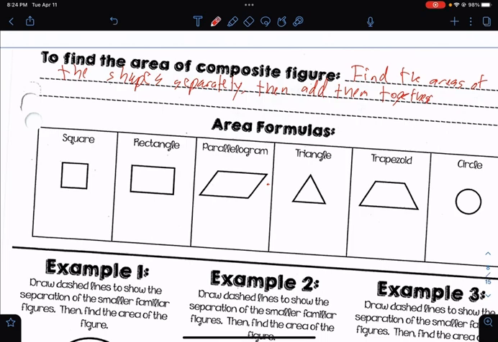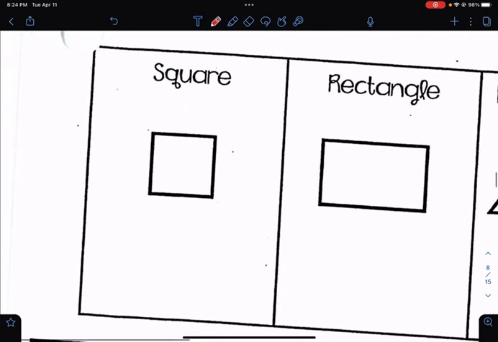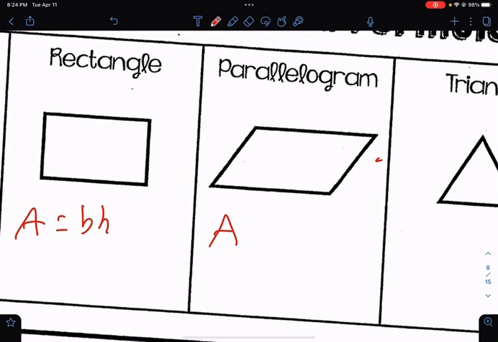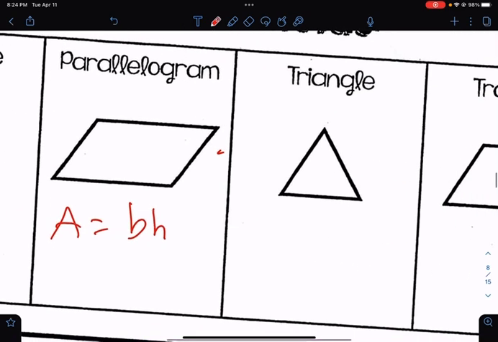Starting with a square, the area is just base times height. Same with the rectangle, that is base times height as well. The only difference is the square has sides of the same length. Parallelogram, look, it's base times height again. Triangle is a little different. The triangle is base times height, and then we divide it by 2.